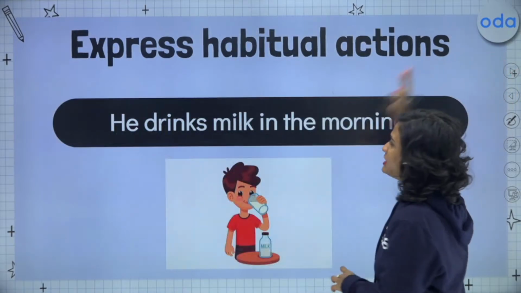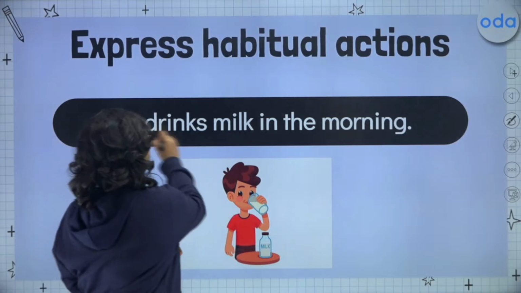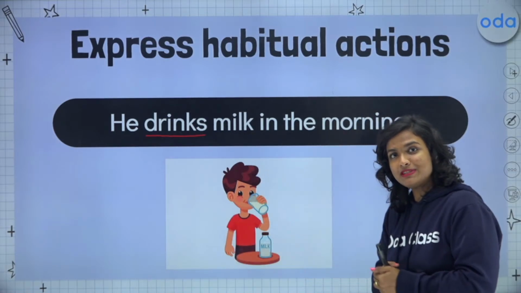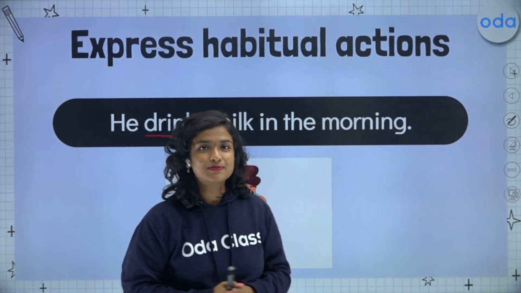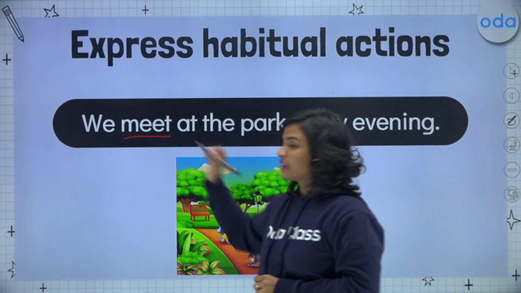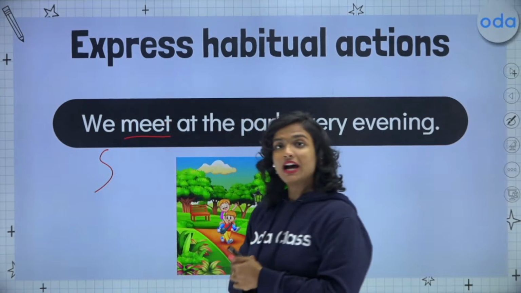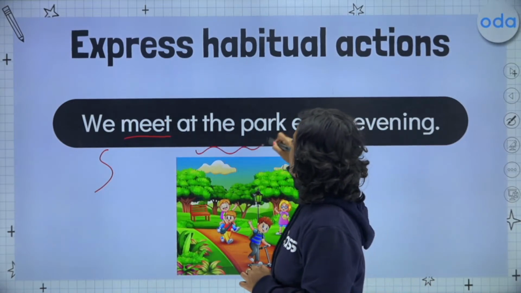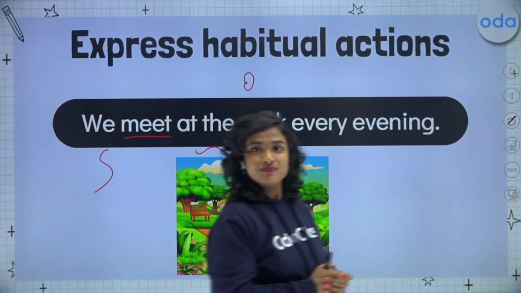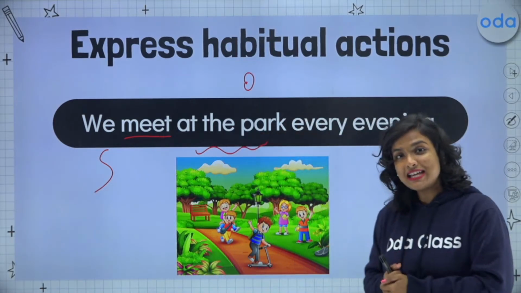Let's see examples of each of these, students, starting off with our habitual actions, right? He drinks milk in the morning. This is a habitual action. This is a habit that he performs, which is why we use the simple present tense. One more example of habitual actions: we meet at the park every evening. So we have our subject, we have our verb, which is meet, we have our object, which is at the park, and then we also have a prepositional phrase, every evening. So this is what it is when we talk about habits, right? We use the simple present tense.